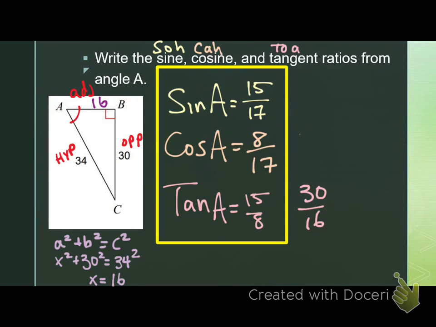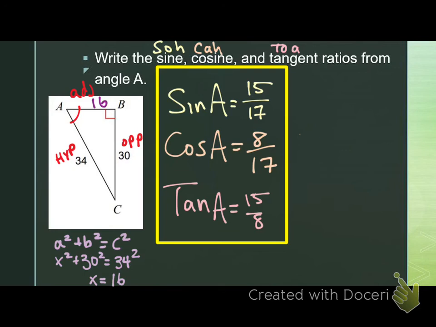All right, so the first thing you had to do was find the missing side. So what did you do to find your length of AB? Pythagorean Theorem. What did we find for the length of AB? 16. Good. So from angle A, what was your opposite? 30. Your hypotenuse? 34. And then your adjacent was 16. Go ahead and check your answers.